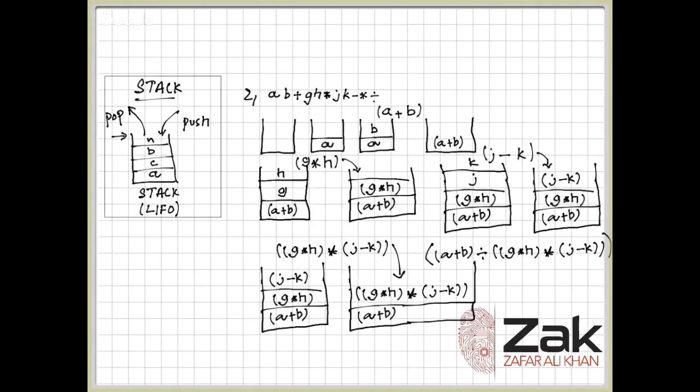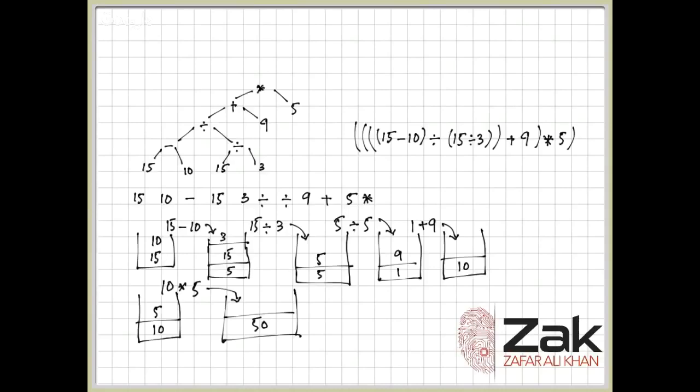You might have a big question like this in the exam. And now this is a question which does not have variables in it. These are all constants. The original question is: 15 minus 10 multiply 15 over 3 plus 9 multiply 5. So as per the BODMAS rules, we will solve this and this first and then we divide them. Whatever the result will be, added to 5, the result will be multiplied by 5.